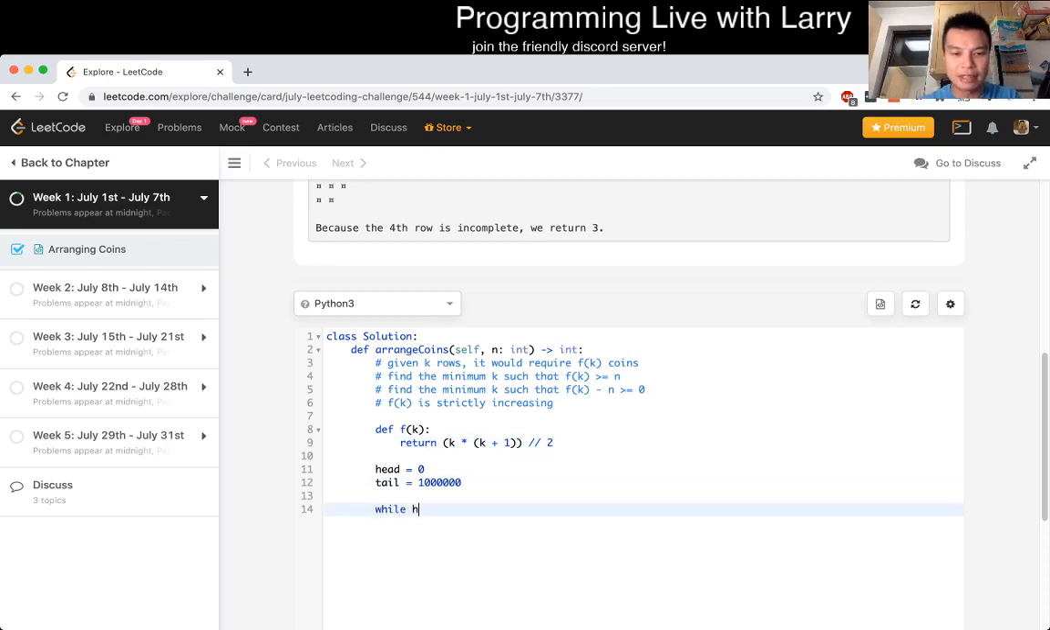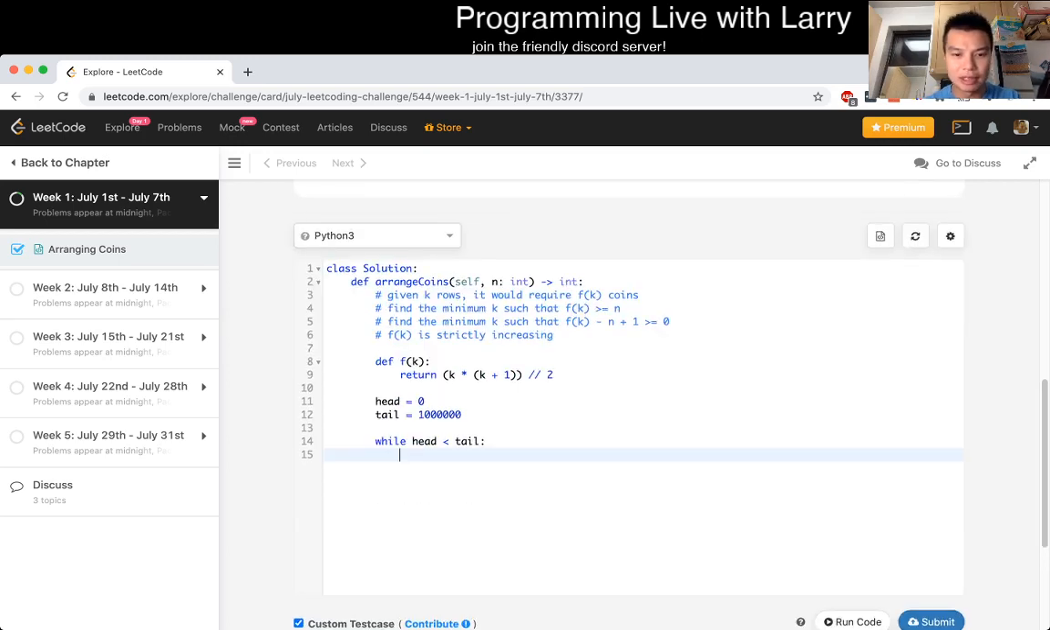So while head is less than tail, we want to find the first instance where this is true, which we can also say is the first instance where this is false, maybe. That'll make the search a little bit more straightforward for me. So mid is equal to head plus tail over 2.